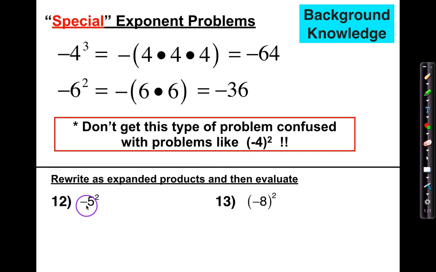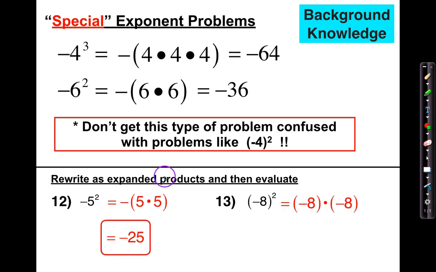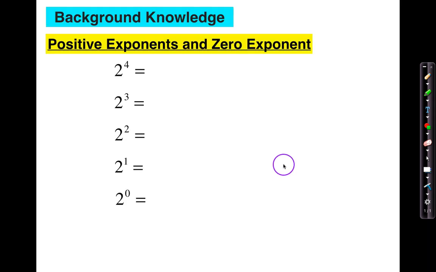Here, quick reminder, we would read this as the opposite of 5 squared, and this one we would read as negative 8 squared. So there is a difference. This is a negative base, this is not a negative base. And again, we always expand them out, and then if need be, we will multiply to evaluate if the instructions tell us to.